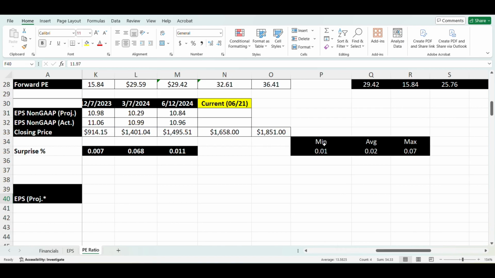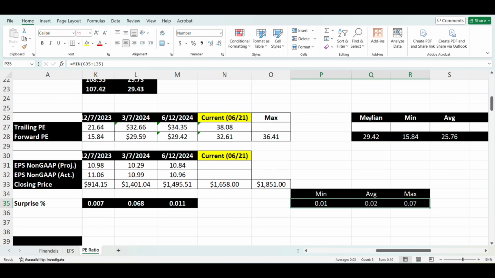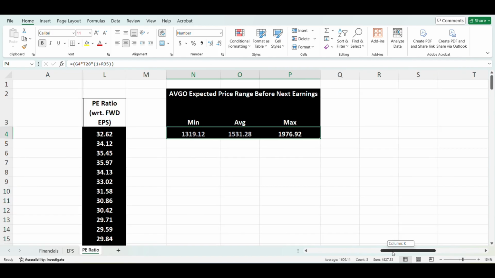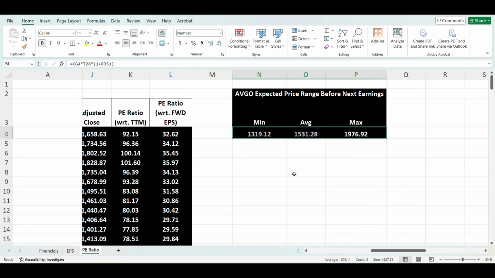Now I calculate the minimum, average, and the maximum earning surprise for the last 6 quarters, because the last 6 quarters are more relevant. Another calculation I did was median, min, average, and the maximum forward PE for AVGO for the last 6 quarters, because we need this data to calculate the price projections for AVGO. I already made those calculations to come up with a minimum, average, and the maximum price projection for AVGO. Let me go over it with you.